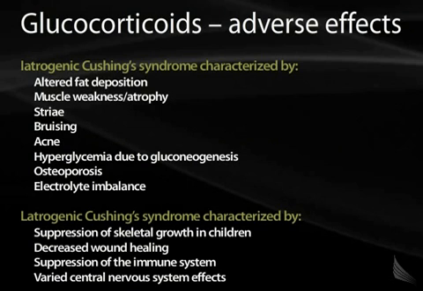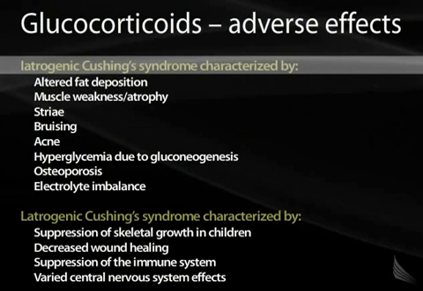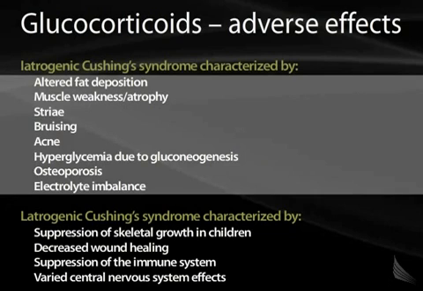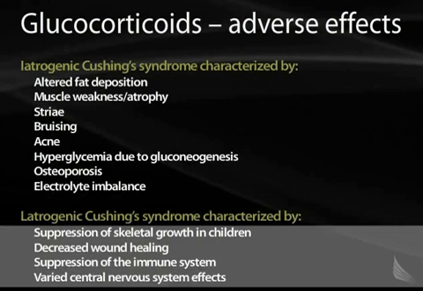The adverse effects of glucocorticoids cause Cushing's syndrome, and this is characterized by altered fat deposition, muscle weakness, skin striae, easy bruising and acne, hyperglycemia due to increased gluconeogenesis, osteoporosis, and electrolyte imbalances. In a patient that you start on long-term glucocorticoids, you should be very wary of these side effects. Furthermore, these side effects can include suppression of skeletal growth in children, decreased wound healing, immune suppression, and various central nervous system effects, including psychosis and euphoria.